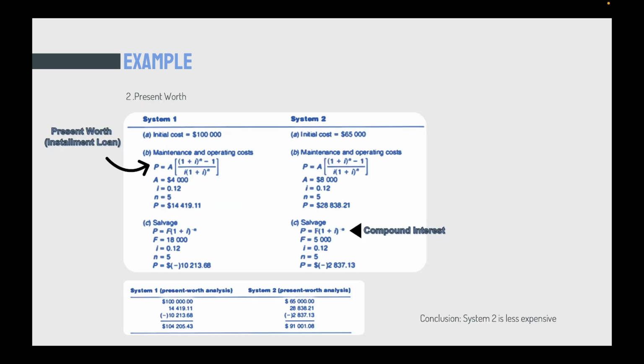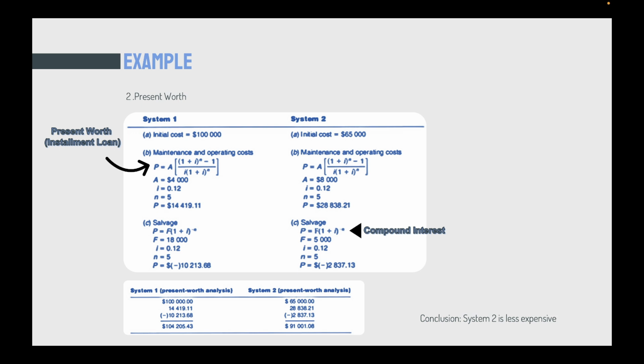Now, for the second way, if you want to compare present worth, you're going to use again the installment loan. So your initial cost is 100,000 for System 1 and 65,000 for System 2. And for maintenance and operation, you use the installment loan. P would equal A and the equation. A here would be $4,000 at an interest rate of 12% over 5 years. P would be $14,400 for System 1 and $28,800 for System 2.